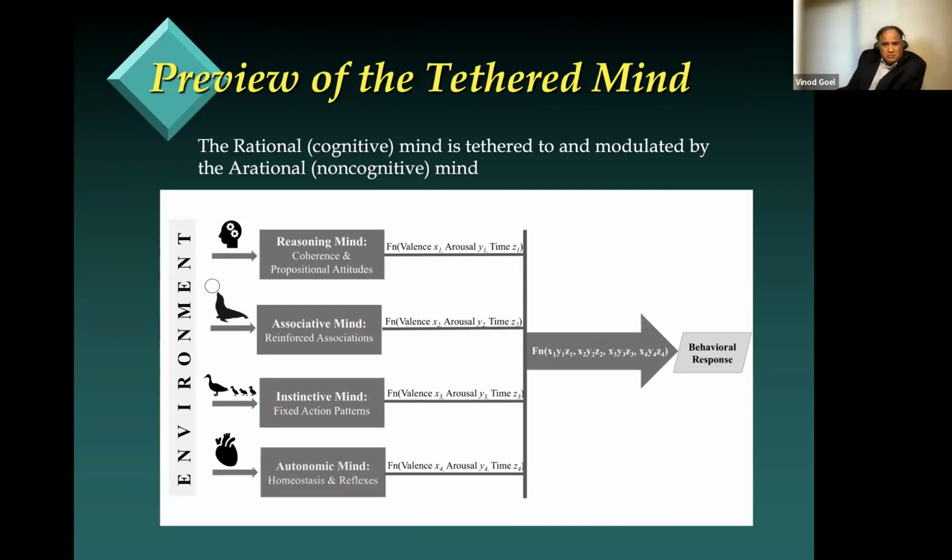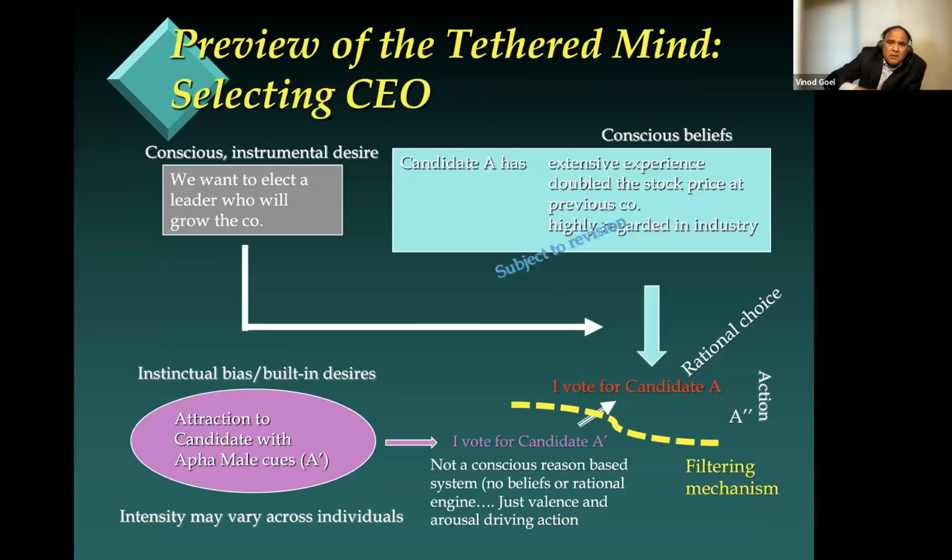So a preview of where I'm going with this. I want to promote this model I call the tethered mind, or tethered rationality. The idea here is that our behavioral response to any given stimulus is a function of each of these systems. Each will be affected by the environmental input to some extent, and each will have some sort of input into the behavior. Okay. So let's build up.